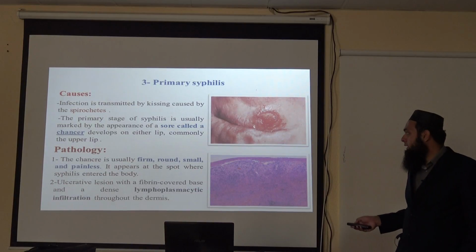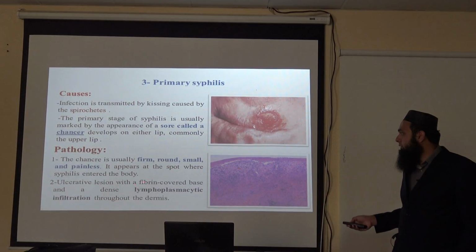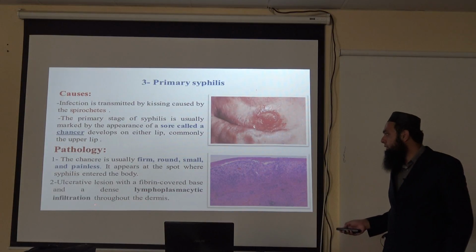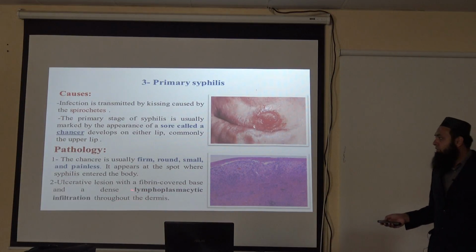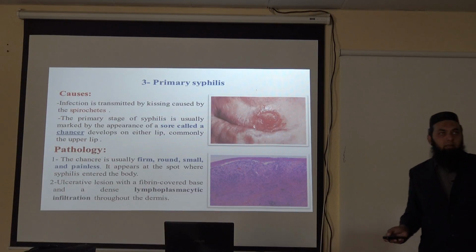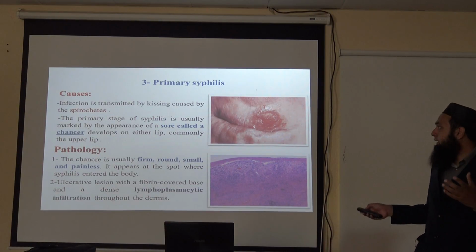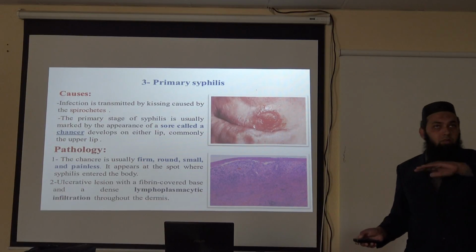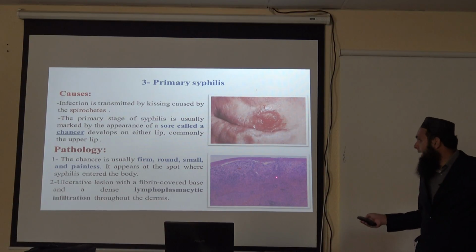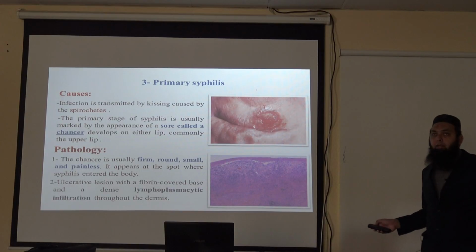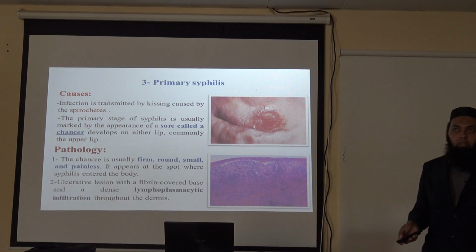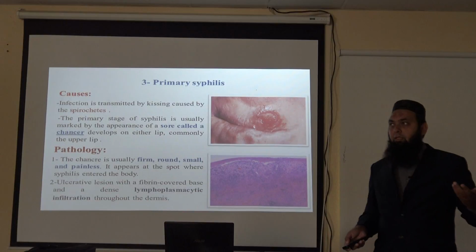Okay? And the ulcerative lesion with a fibrin covered base and a dense lymphoplasmacytic infiltration throughout the dermis. So this is a microscopic picture that there is ulcer, this fibrin over there. That's why it is thick. Okay, it is firm because of the fibrin over it. And under the fibrin, there are lymphoplasmacytic cells. So lymphocytes and plasma cells are there.